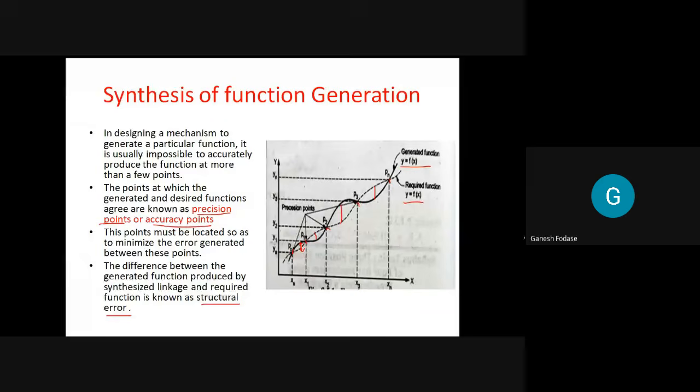I think you understand what our required function is, what our actual function is, and what these two graphs represent. The dotted one represents the required path, and the continuous one represents the actual path.